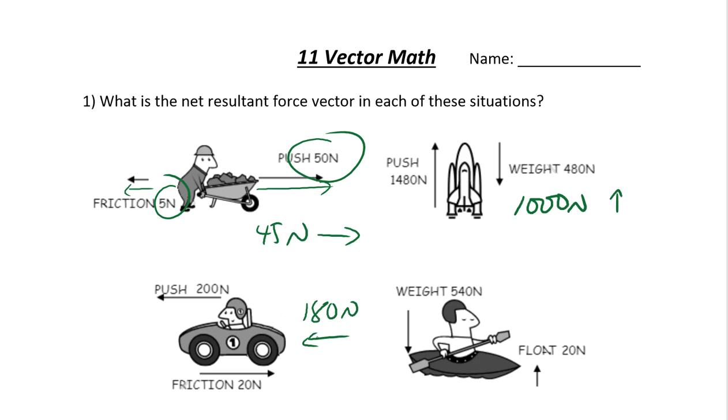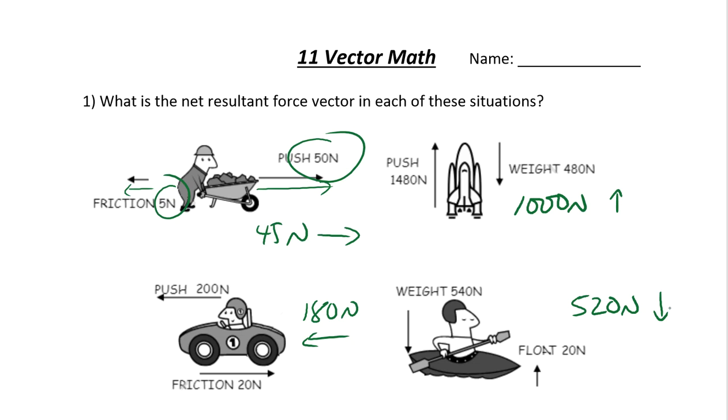And the last one here, 540 newton weight, flotation of only 20 newtons. By the way, that means they would actually be sinking because that's just the way buoyancy works. But anyway, it doesn't matter. You'd subtract the 2 going in opposite directions. The net force would be 520 newtons going down. So just putting simple things together.